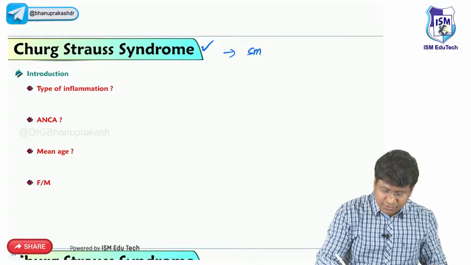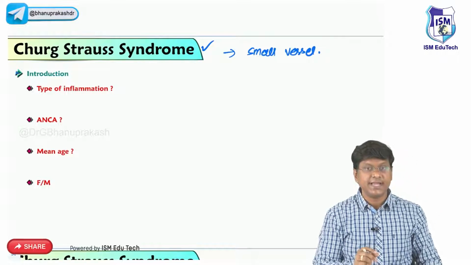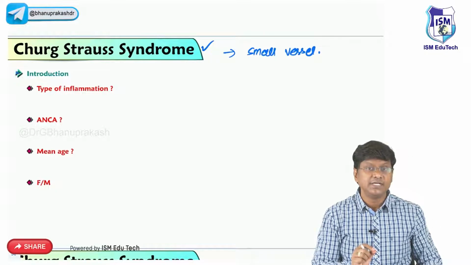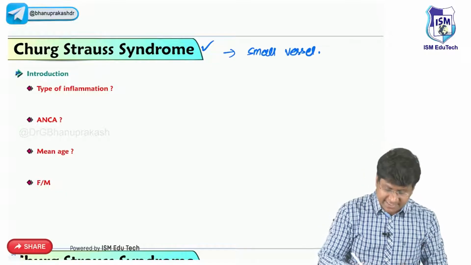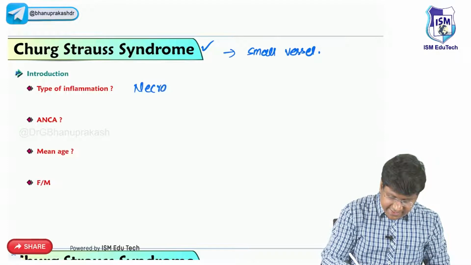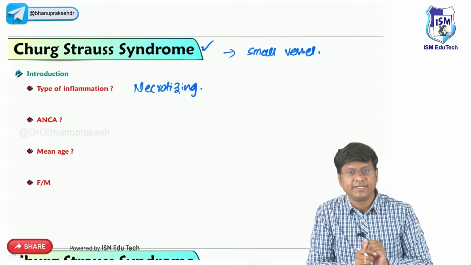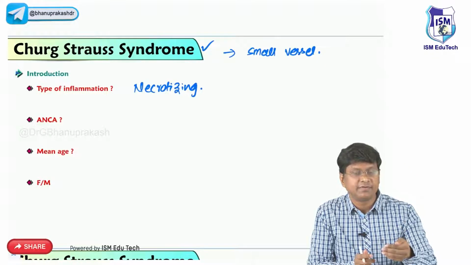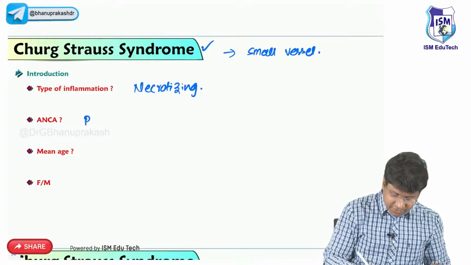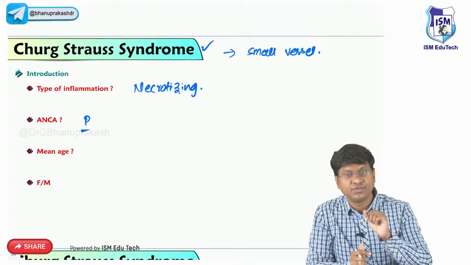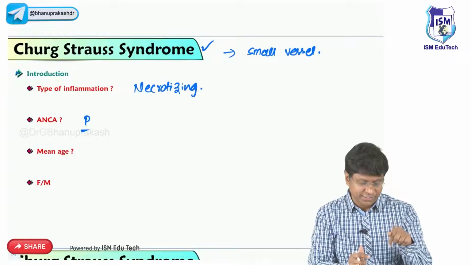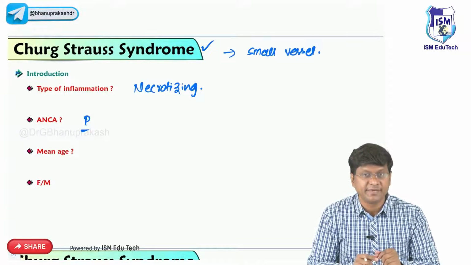So Churg-Strauss syndrome is what? It is a form of small vessel vasculitis. And what is the type of inflammation that you will come across in small vessel vasculitis? That will be necrotizing inflammation. And what is the ANCA that will be positive in case of Churg-Strauss syndrome? That is your P-ANCA. So P-ANCA will be positive in Churg-Strauss syndrome, and it can even be present in microscopic polyangiitis as well.